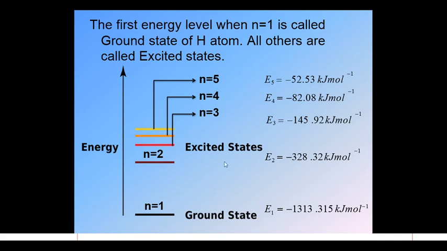For n equal to 2, again you can calculate E2 as minus 13.6 eV by n square, that is minus 13.6 eV by 4, and it is minus 3.40 electron volt. Similarly, you can calculate the values of all other excited states with the help of the equation En is equal to minus 13.6 eV by n square.